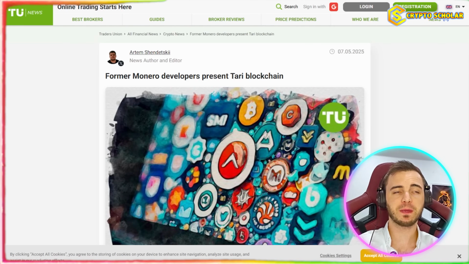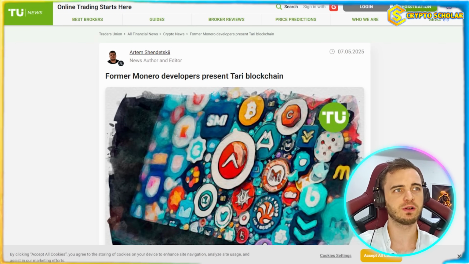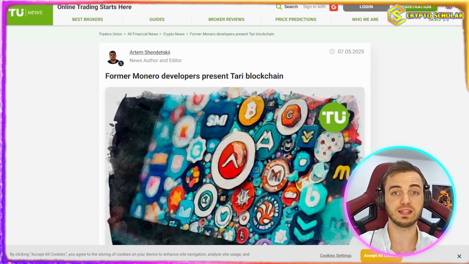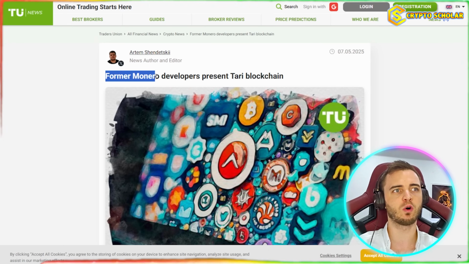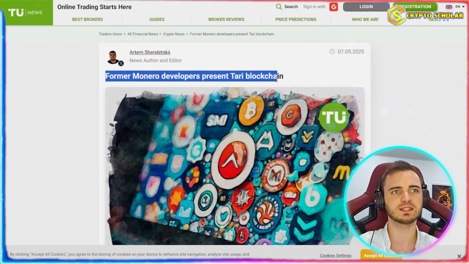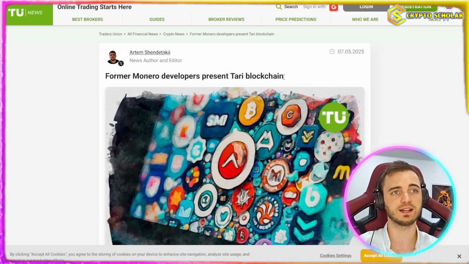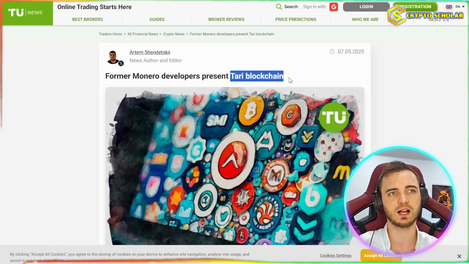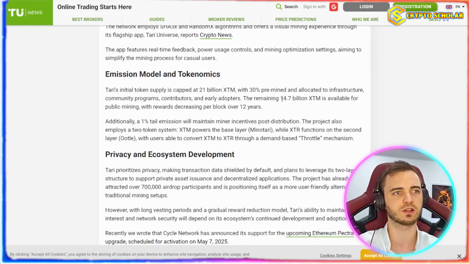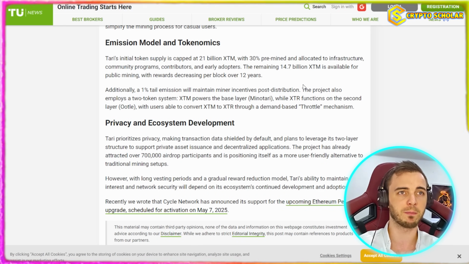Now, when we're talking about PR for this project, these guys are being covered absolutely everywhere right now, so definitely consider getting involved in this mining craze. We can see here TU News is basically saying former Monero developers present Tari blockchain. So former Monero developers here, guys, which is a massive privacy blockchain basically behind the Tari blockchain here, according to this article. So that could be something that does end up getting a lot more traction and momentum for the project as a whole.